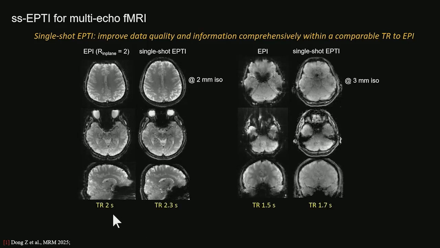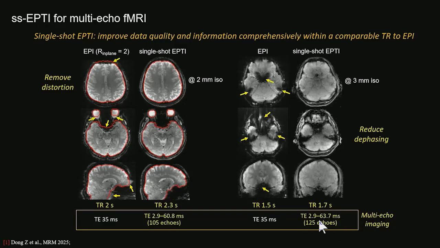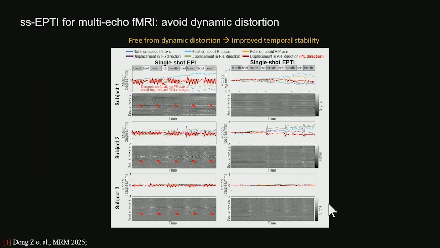You can see that the TRs are comparable under the same SMS factor. It can remove the distortion and recover the signal dropout by taking advantage of the rich multi-echo information obtained within this comparable TR. So the benefit of being distortion-free is not only having good anatomical integrity, but also improved temporal stability. Here shows the data from 3 subjects comparing EPI and EPTI.